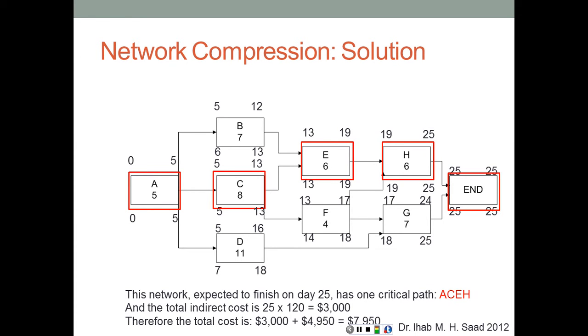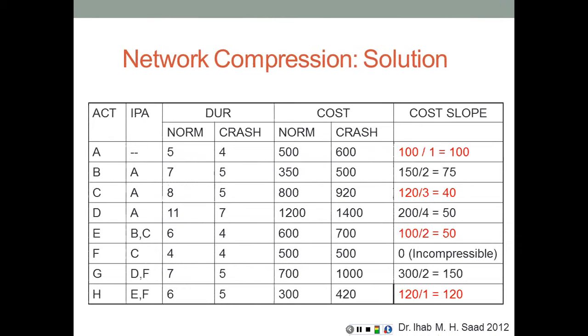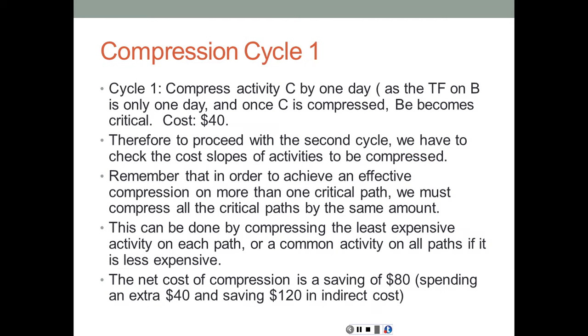So the main criterion determining which activity to start with is going to be the cost slope. Looking at this table here, we look at the critical activities and the cost slopes. Activity A has $100 per day. Activity C, $40 per day. E, $50 per day. And H, $120 per day. Therefore, we find out that activity C is the least expensive to compress. So this is going to be our primary candidate for compression. And that is compression cycle number 1.